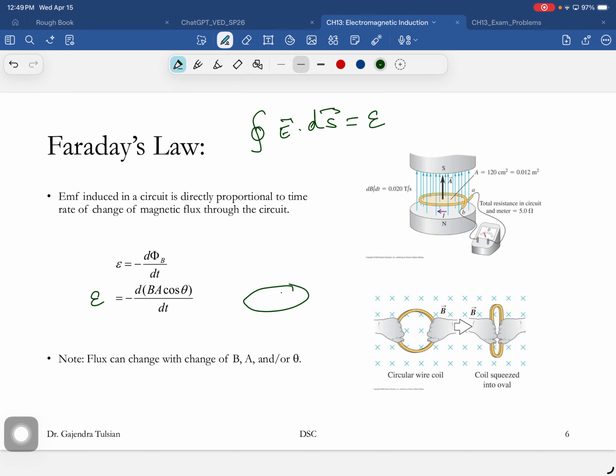Here's the loop. There's the area, and there's the magnetic field. What you can do is change the angle by rotating the loop. And that's what's done in most practical situations. And that's what we were doing here. See, there's the area vector, and the magnetic field is pointing like that. And you see we're changing it.